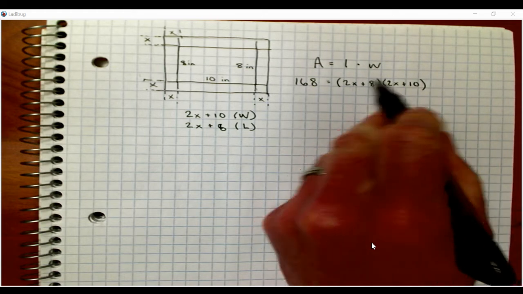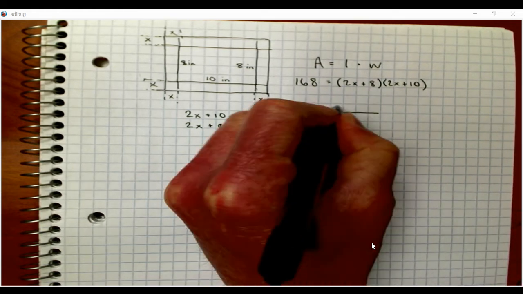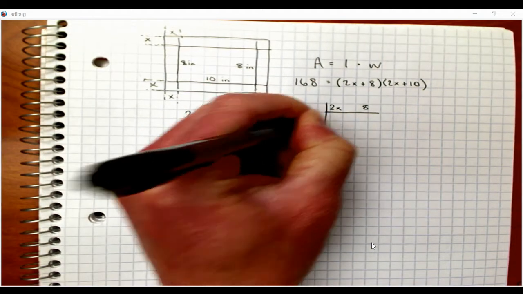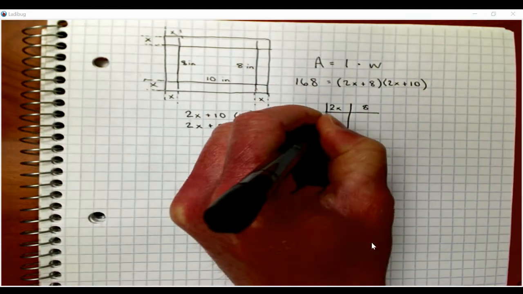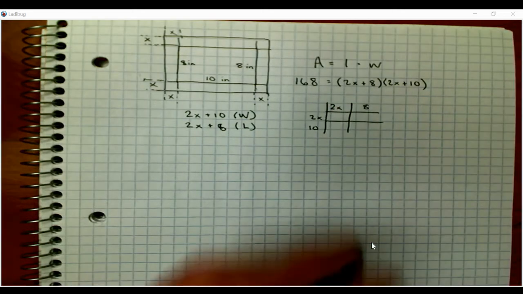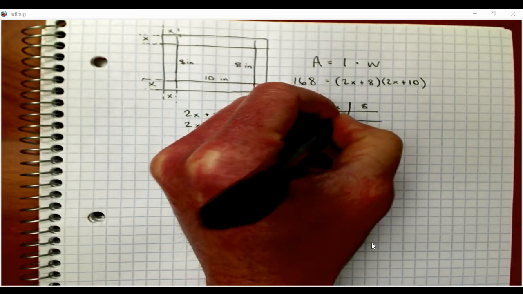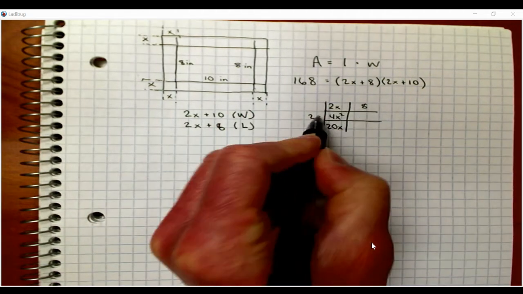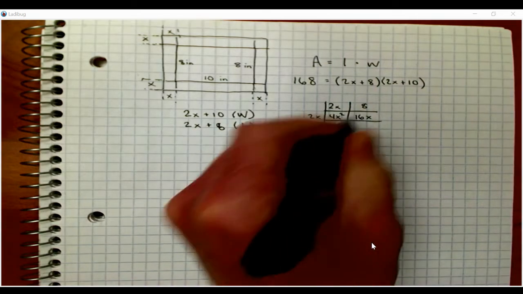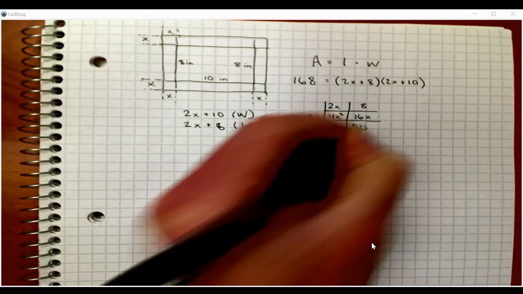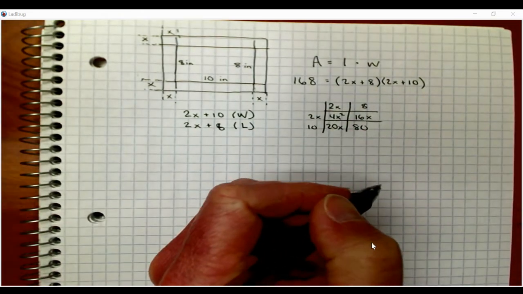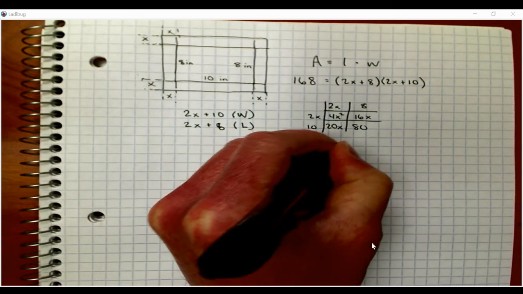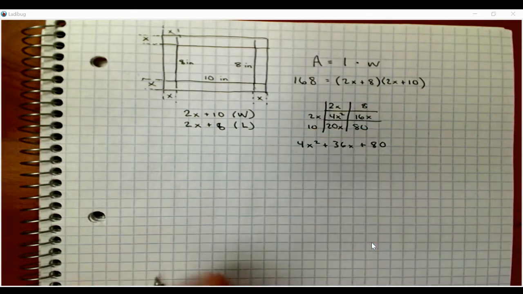So if we distribute this, we can use the box method to do this. So we've got 2x, and we've got 8, and we've got 2x, and we've got 10. The box method was something we used several units ago. So 2x and 2x is 4x squared. 2x and 10 is 20x. 8 and 2x is 16x. And 8 and 10 is 80. Now, when we combine like terms, we're going to get 4x squared plus 36x plus 80.